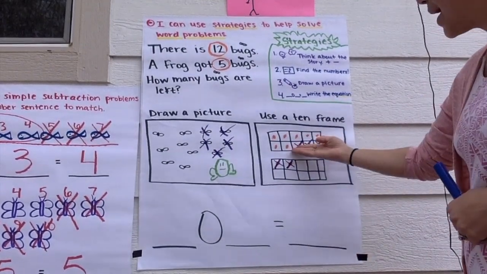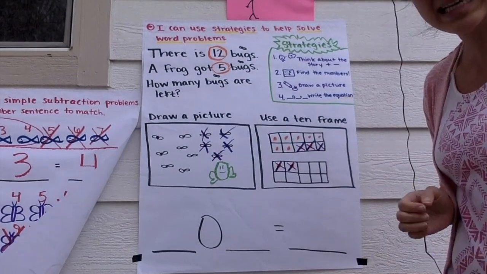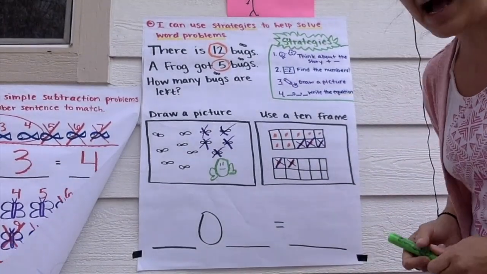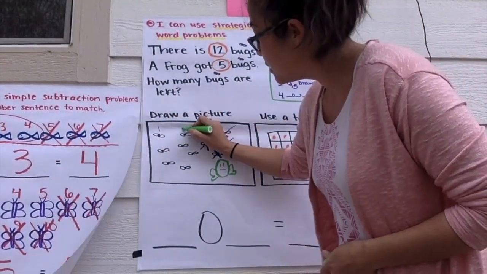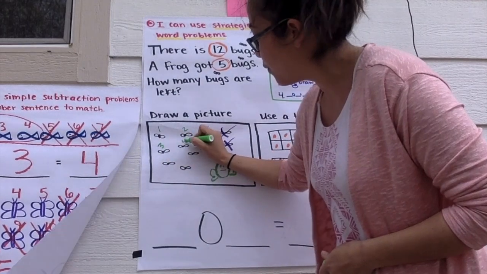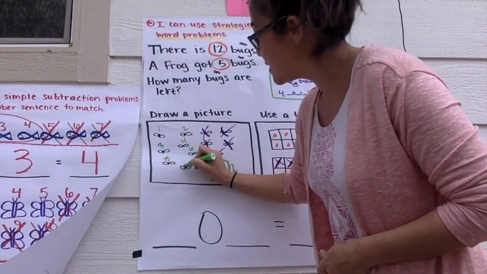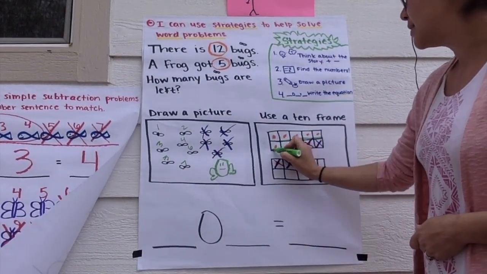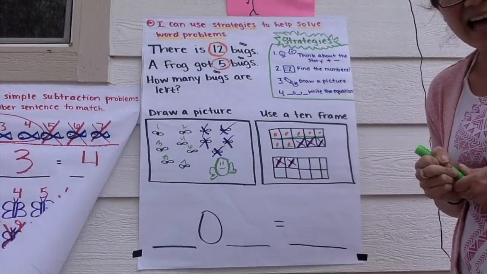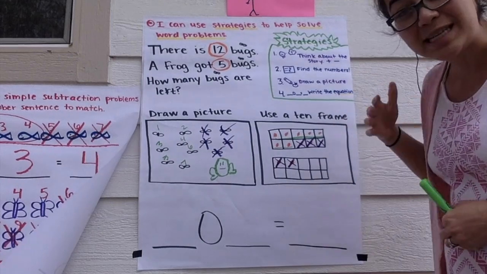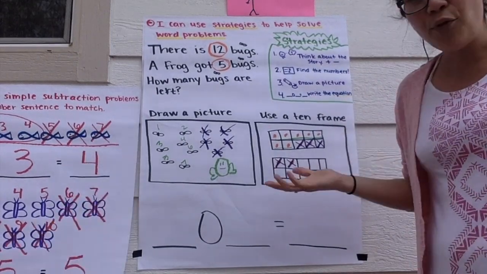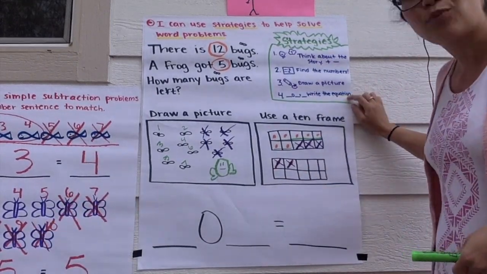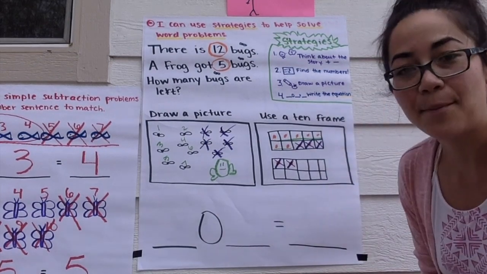So now looking at my 10 frame and my picture, it's really easy for me to figure out how many. 1, 2, 3, 4, 5, 6, 7. 7 left. I see 5, 6, 7. 7 left. I drew my pictures to help me solve my problem, and now the only thing I have to do is write my equation, my number sentence.